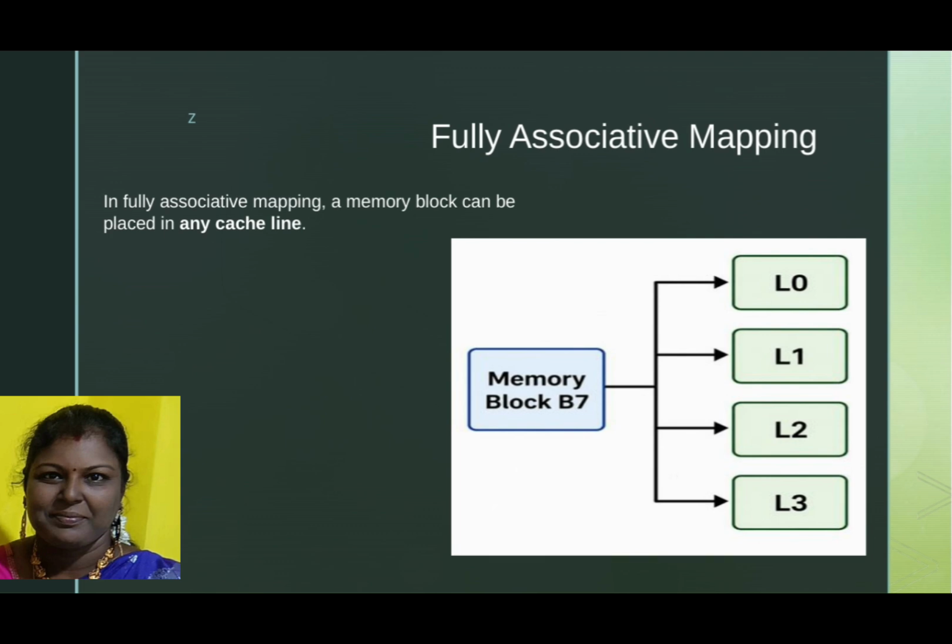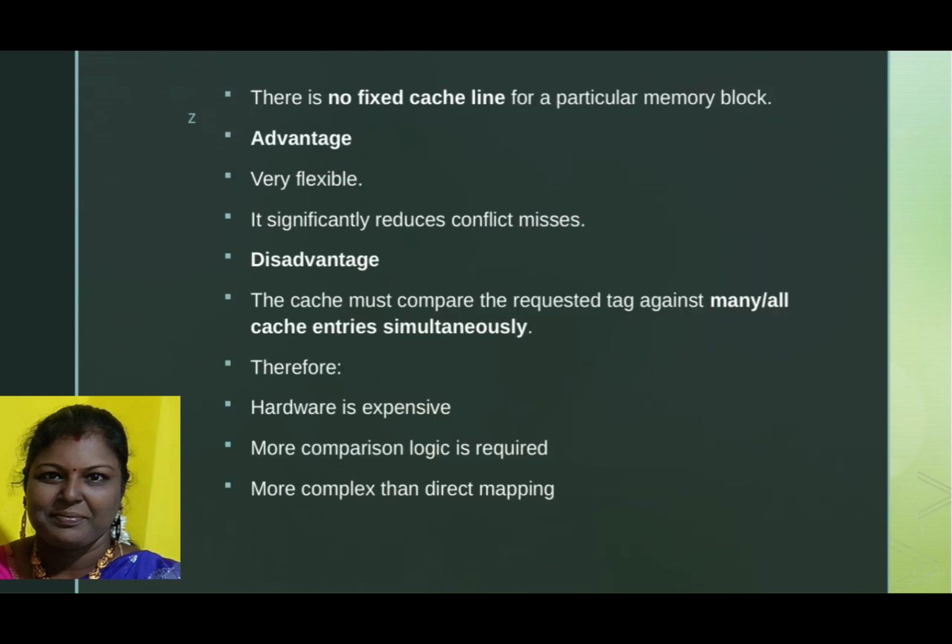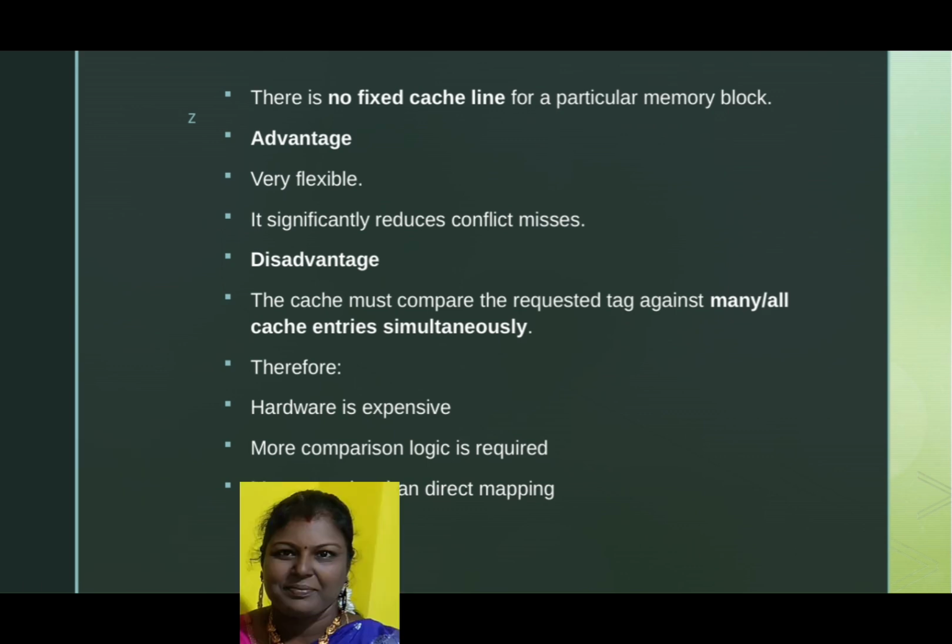When there's no fixed cache line for a memory block, the system gains a lot of flexibility. This design cuts down on conflict misses, which can really slow things down. But there's a trade-off. The cache has to check the requested tag against many, sometimes all, entries at once. That means the hardware gets more expensive, with extra comparison logic and added complexity. It's a balance between performance and cost, and understanding this helps us see why cache design choices matter so much.